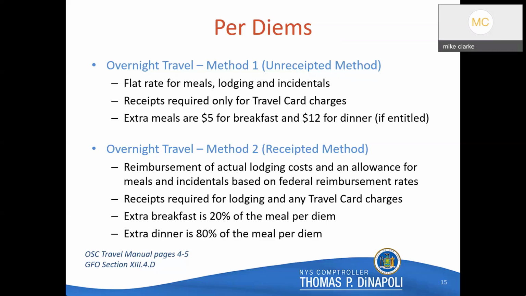Travelers can still receive extra meals if eligible under this method, but the amounts differ from the unreceipted method. Breakfast here is 20% of the meal per diem for an extra breakfast, and an extra dinner would be 80% of the meal per diem based on the location where you're staying. Now, it's important to note that this 20% and 80% breakdown is different than the GSA breakdown.